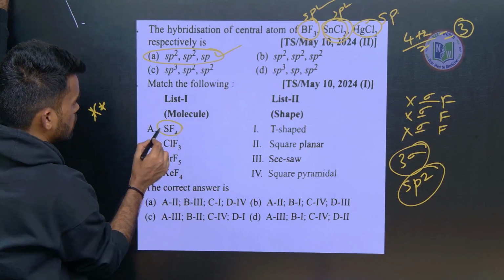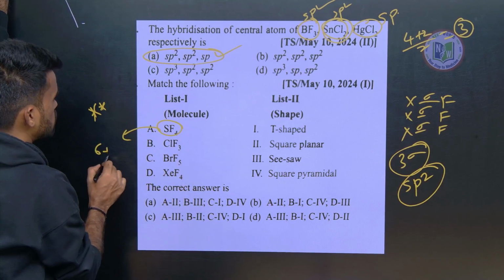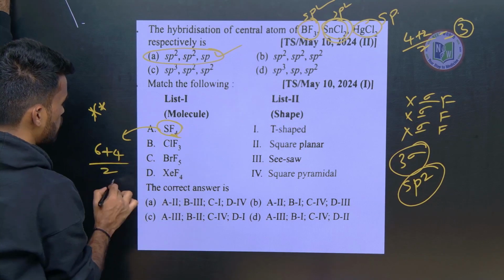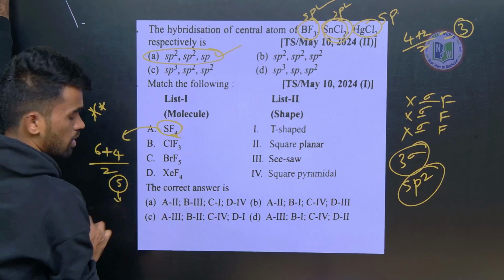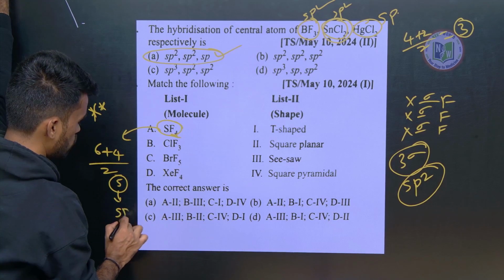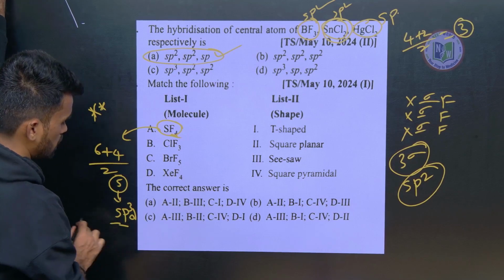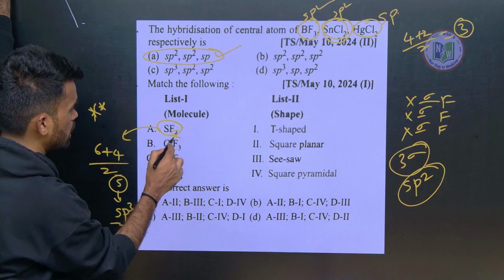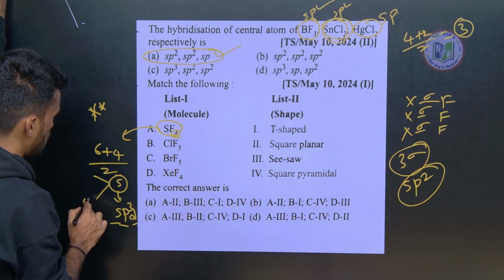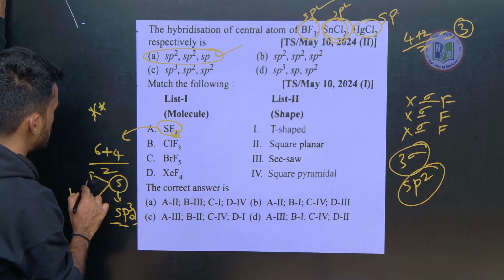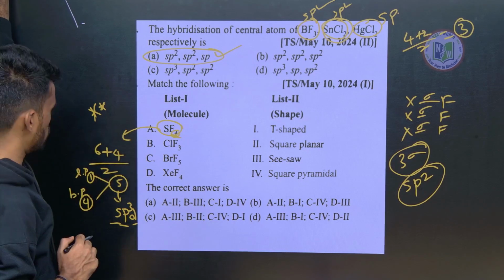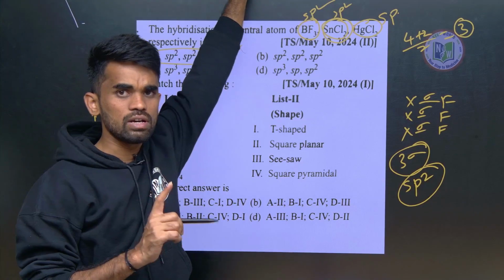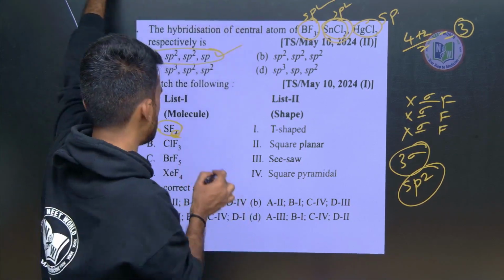So SF4. Sulfur is in the 16th group, so 6 plus 4 monoatomic atoms, fluorines, is 10, by 2 is 5. So if 5 is the hybridization number, it means sp3d, 1 plus 3 plus 4, 5, like that you can say. Out of these 5, the surrounding atoms are 4, meaning bond pair electrons are 4, and one is a lone pair on the sulfur. So 4 bond pairs, 1 lone pair. In trigonal bipyramidal geometry, 4 bonds are there and 1 lone pair is there, so that structure is called seesaw. What is that? Seesaw.